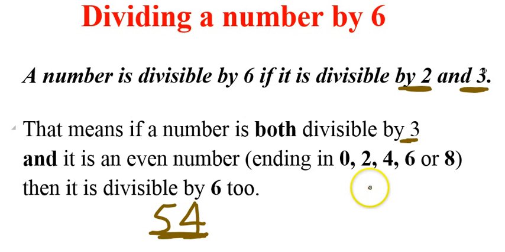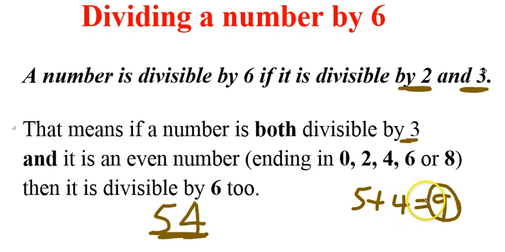What about 3? 5 plus 4 equals 9, and 9 is a multiple of 3. For that matter, the whole of 54 is divisible by 3 as well. And since these two conditions have been satisfied, then we'll say that 54 is divisible by 6.